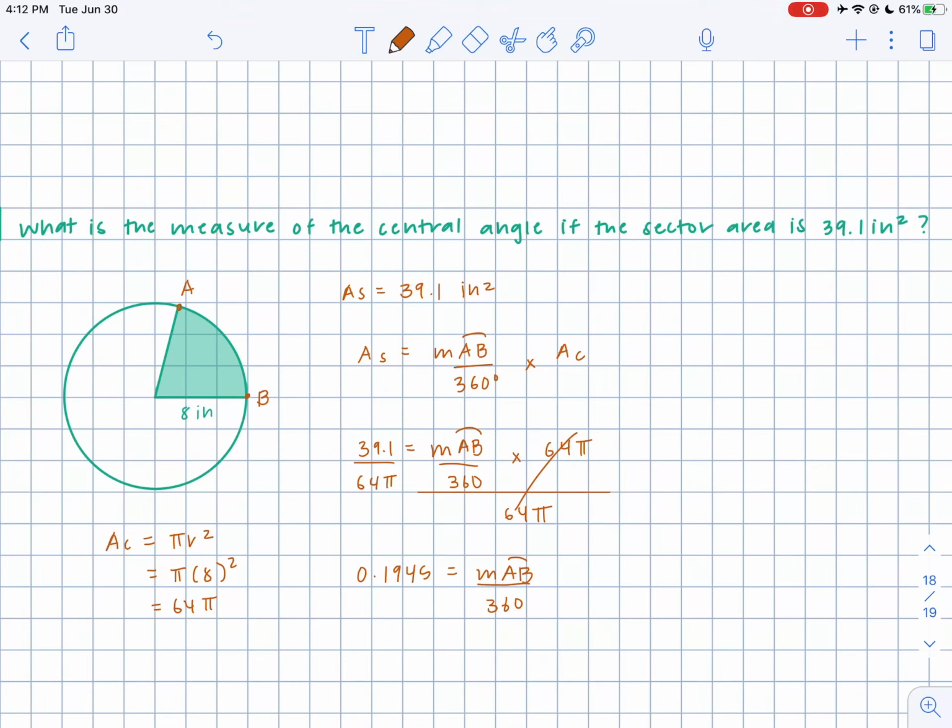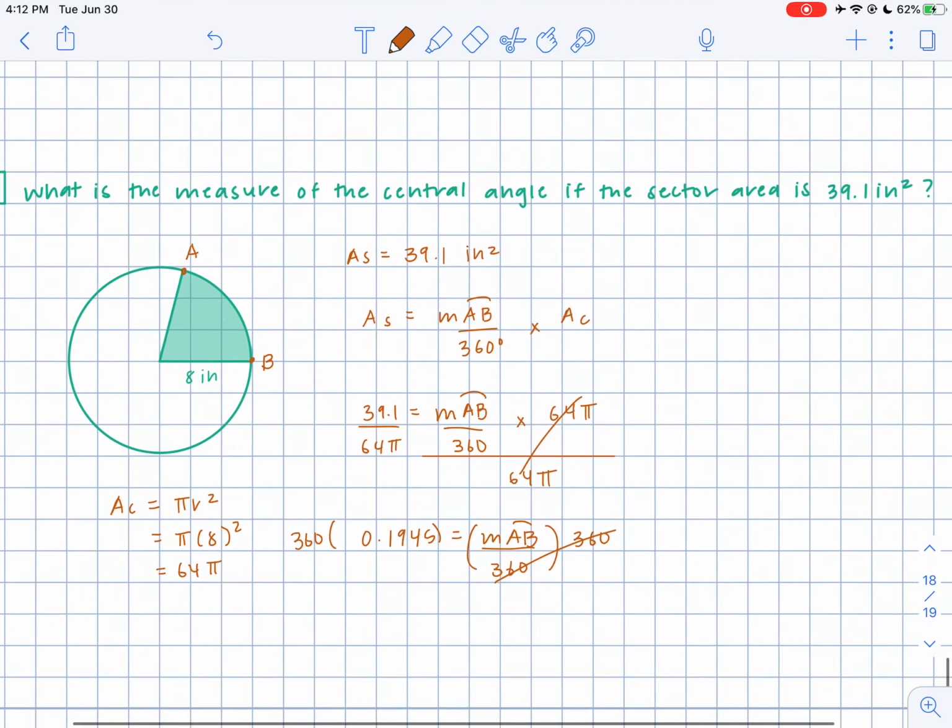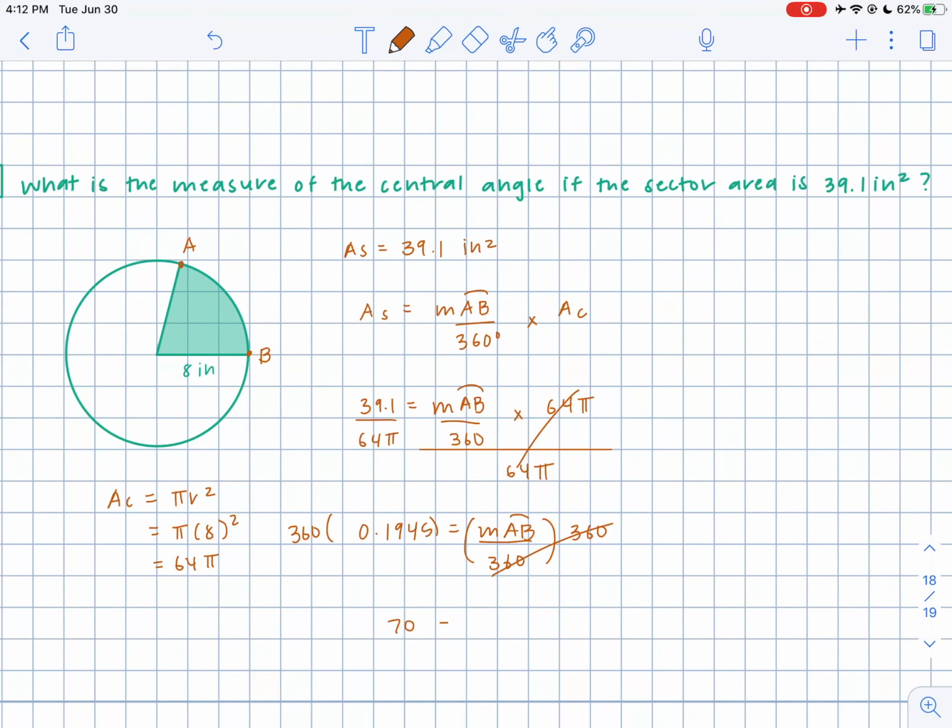over 360. We're not done yet because MAB is not by itself. So now we just multiply both sides by 360. And then we'll cancel it out. And then what is that times 360? It is 70. So now, MAB is 70 degrees because we're measuring our arc in degrees. So if our minor arc is 70 degrees, then our central angle is also 70 degrees because the minor arc has the same measure as the central angle. So that is our answer.